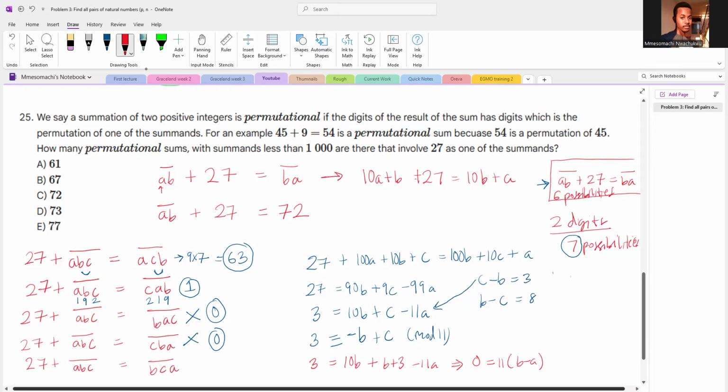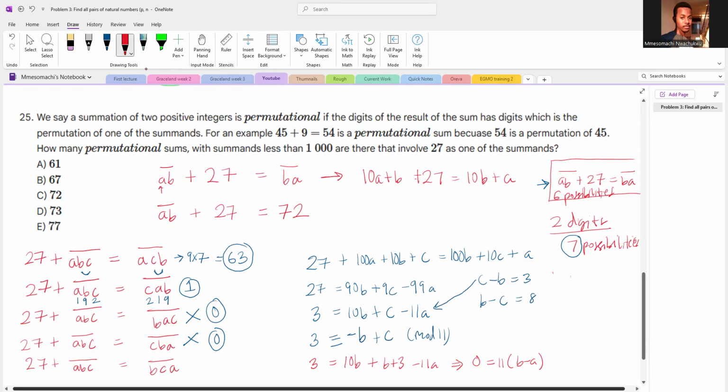Okay. So basically, I hope everything is okay. Let's see. Okay. So we get 11 equals, so we basically get B equals A.